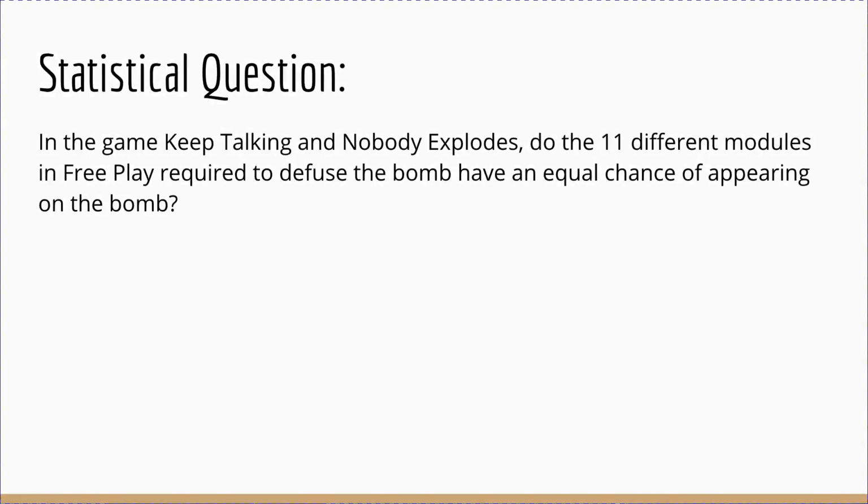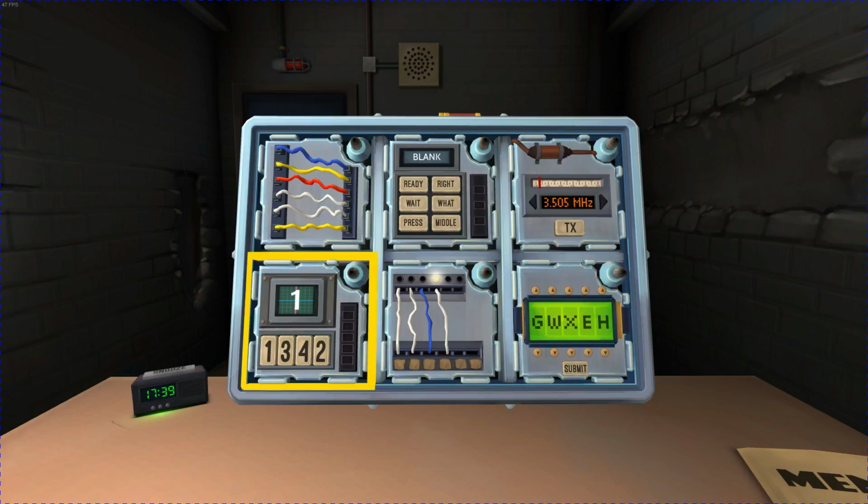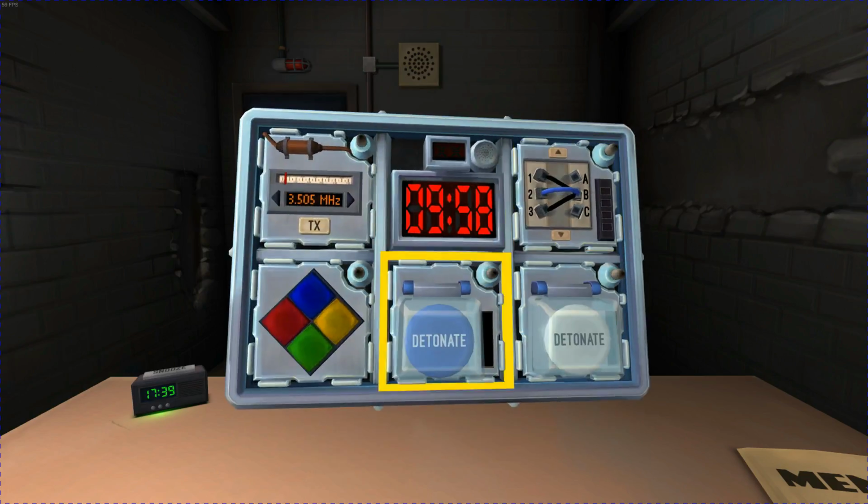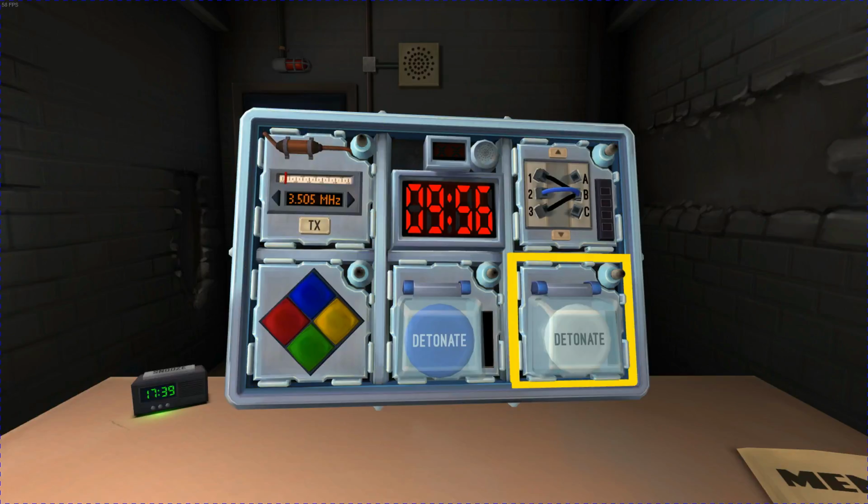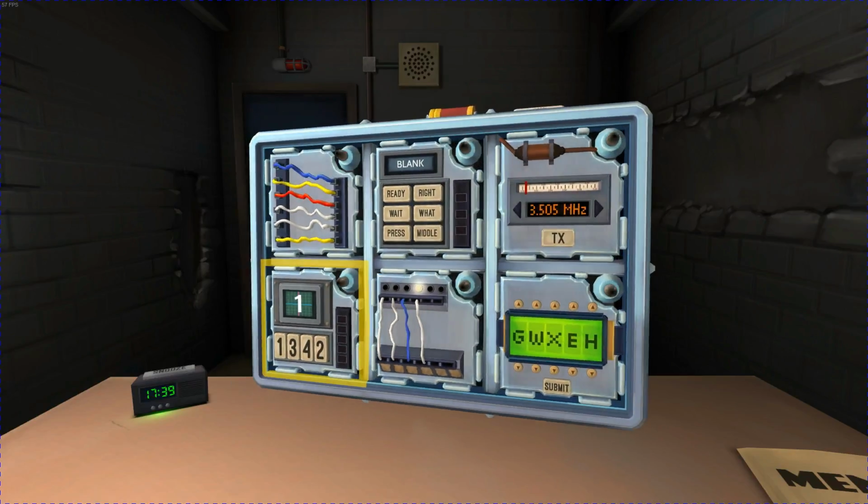So my statistical question is, in the game Keep Talking and Nobody Explodes, do the 11 different modules in free play required to defuse the bomb have an equal chance of appearing on the bomb? So I collected the data by loading up the game, clicking on the bomb, and counting every single module and looked for the frequency of what they appear, and I recorded it on the spreadsheet.